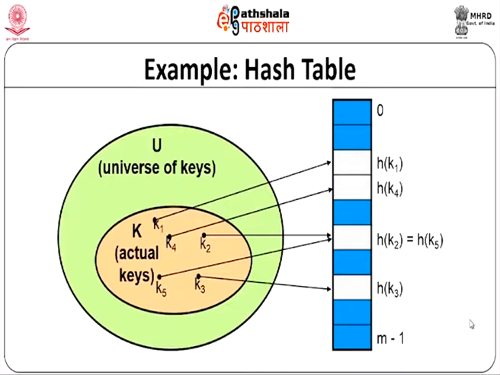Instead of that u size, we take 0 to m minus 1, which is the size of the hash table, the number of slots or buckets. You take each of the actual keys and map it using the hash function onto different slots. You will notice here that two keys, k2 and k5, are both hashed to the same slot or bucket. We will come back to this later. So, this is what it does.